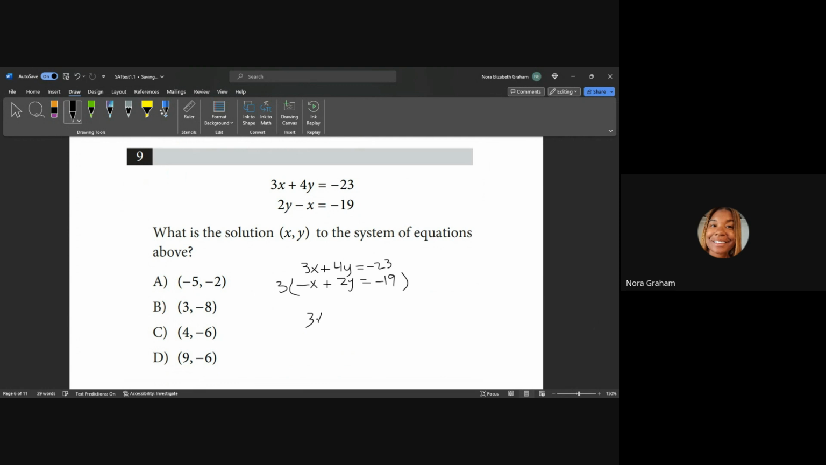Let me write down my first equation, y equals negative 23. Now that 3 is going to distribute to each and every term in my second equation. So then I get negative 3x plus 6y equals, I believe that's negative 57. Yes.